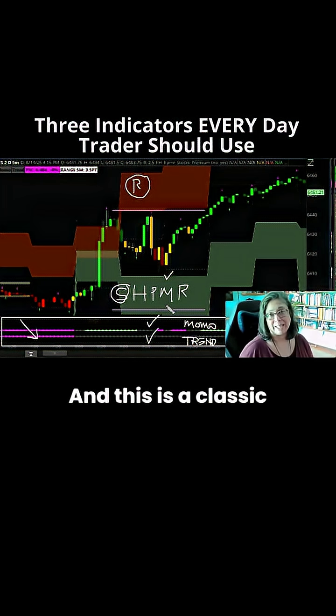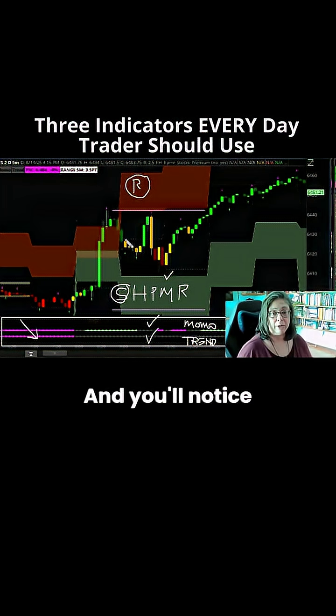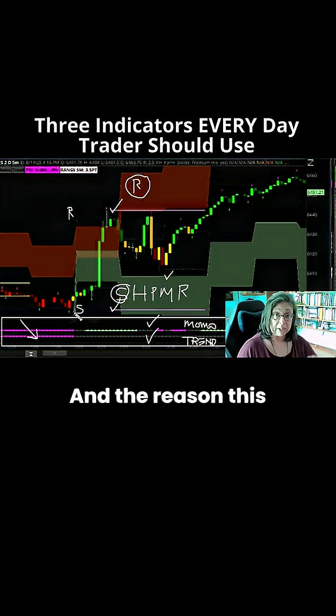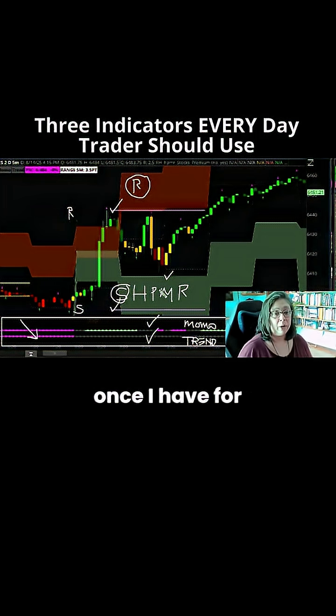And this is a classic 60-plus-year-old indicator called the Darvas. And you'll notice I have 2 purple lines on this chart. The upper one would be resistance, the bottom line would be support. And the reason this is so powerful is once I have, for example, bought as price action has sunk down to support, in this case volatility-based support, where am I going to take my profit?